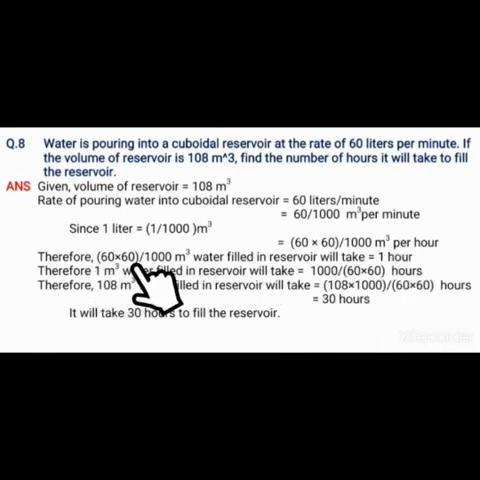Therefore 60 multiply 60 divided by 1000 meter cube of water fills in the reservoir in 1 hour. Therefore 1 meter cube of water will take 1000 divided by 60 multiply 60 hours. Therefore 108 meter cube of water will take 108 multiply 1000 divided by 60 multiply 60, which equals 30 hours. So it will take 30 hours to fill the reservoir.